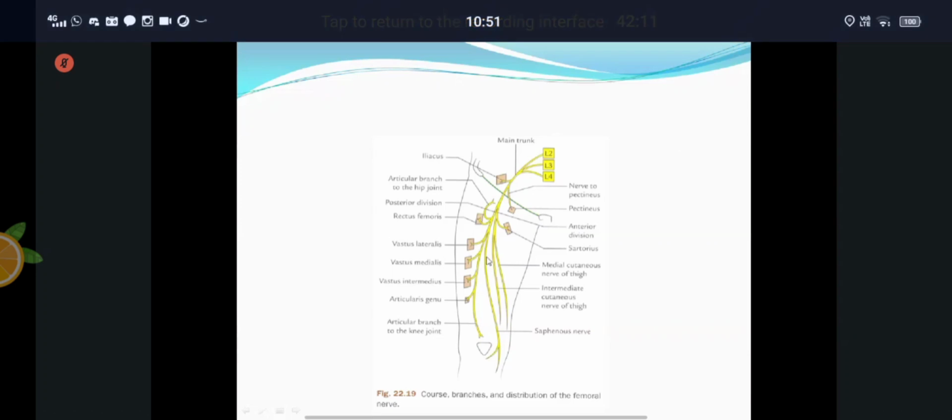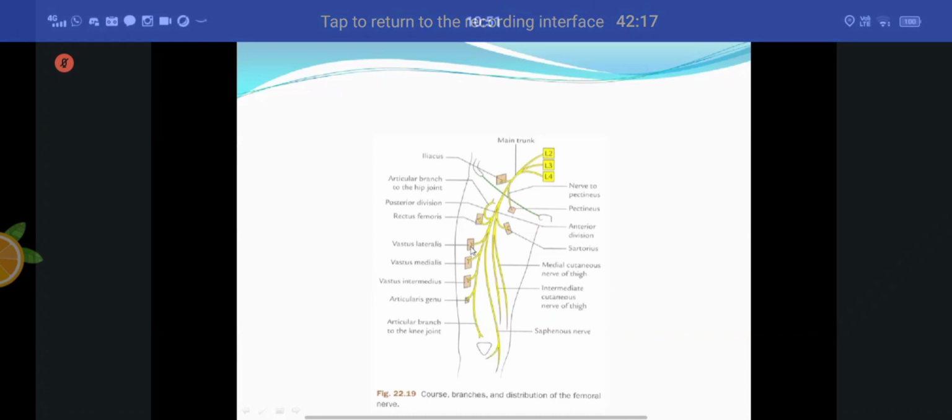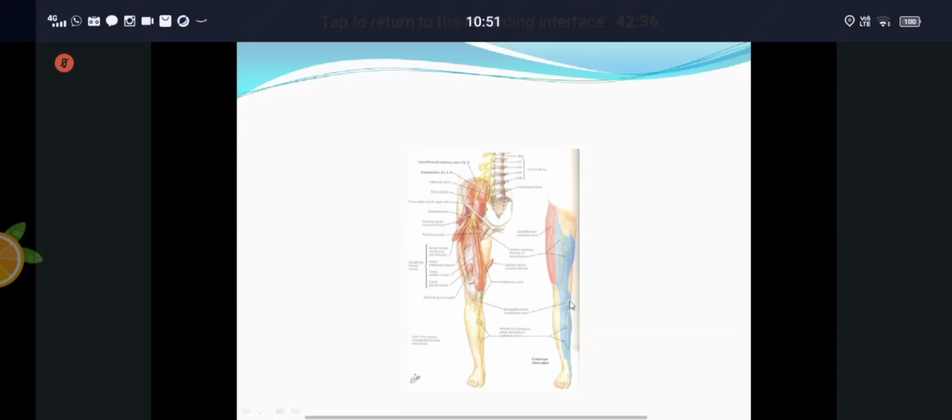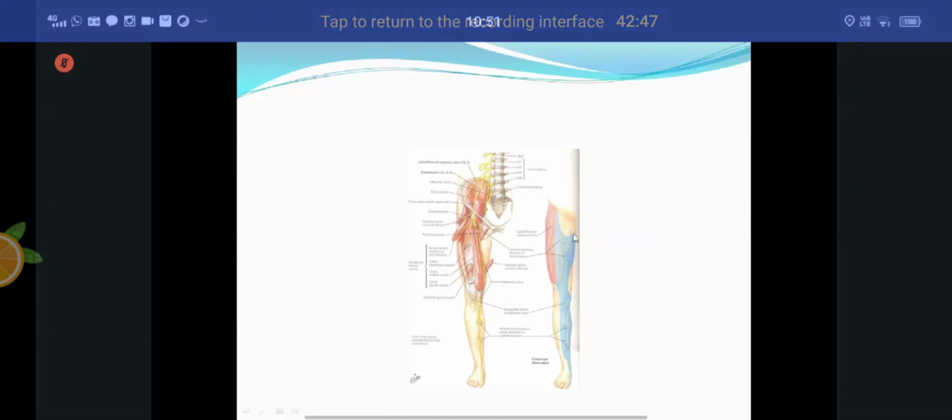Right. So these are the branches arising from the posterior division of the femoral nerve. And one more very important branch, which is the longest cutaneous nerve of our body, is the saphenous nerve. The saphenous nerve will supply until the great toe, the ball of the great toe, right? So if you see here, you can see the femoral nerve. This is the saphenous nerve, which is supplying almost until the ball of the great toe. The blue structure present here is the skin supplied by the femoral nerve.